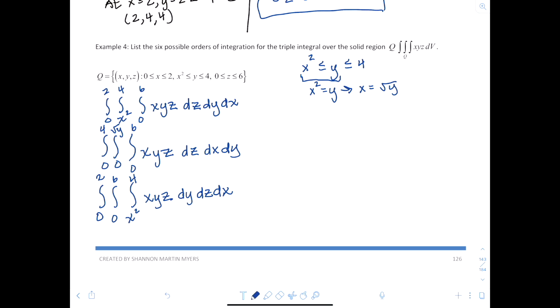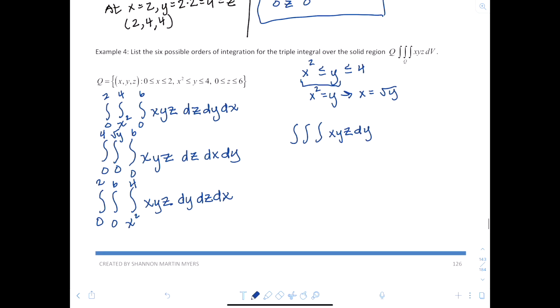All right, another way, let's keep the dy on the most inside and switch the dz and dx. So we'll have dy, dx, dz. All right, so we'll be going from x squared to 4 for our y. Good stuff. And then when we're integrating with respect to y, x in turn will go from 0 to 2, and z 0 to 6.